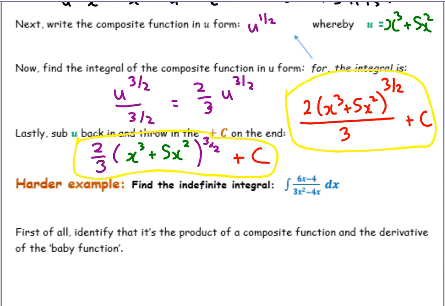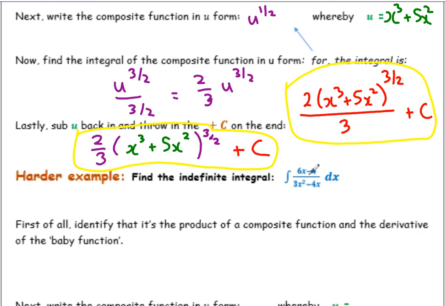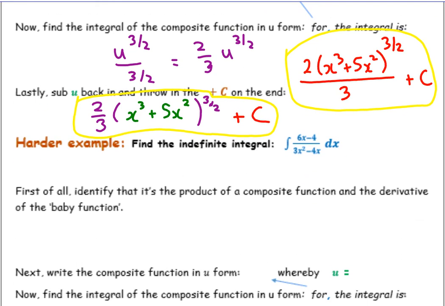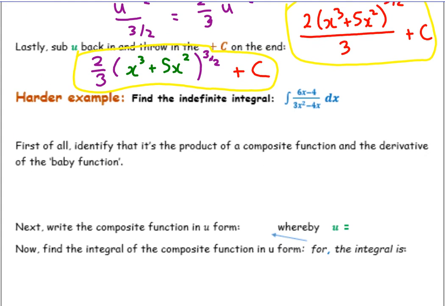So it does tend to be less work overall. Harder example. Why is this one harder? Probably because it's 1 over. It's hard to see that it's a product of two things. It looks like a quotient, doesn't it? But it's a product of 1 over u multiplied by u dash. So what's an integral of 1 over u? ln u. Yep, ln u.